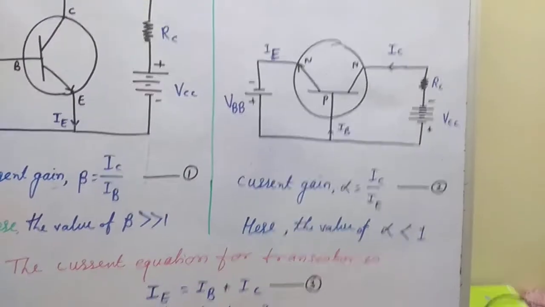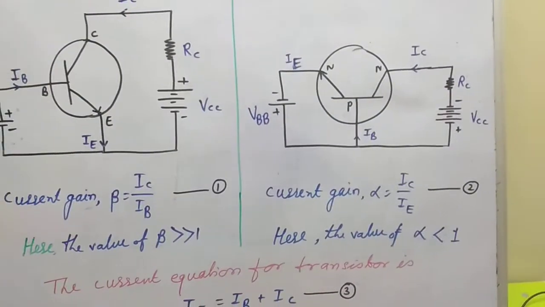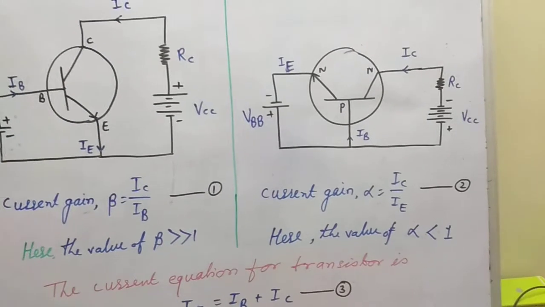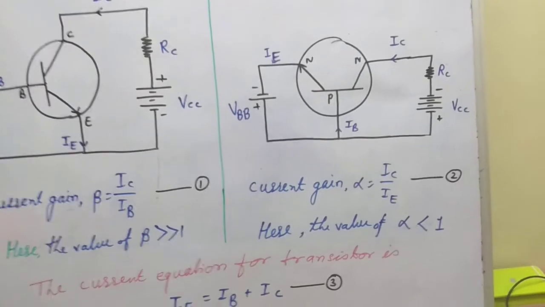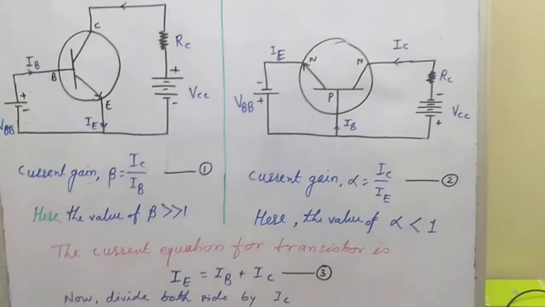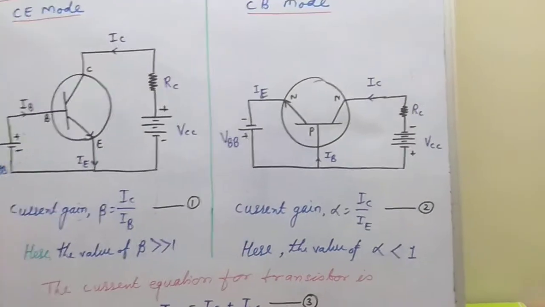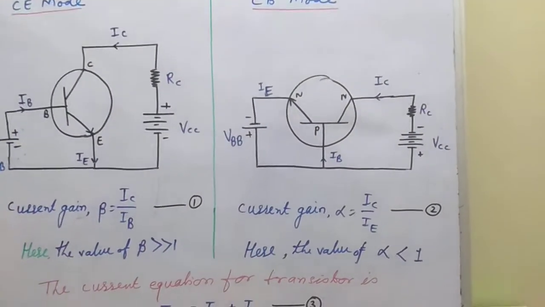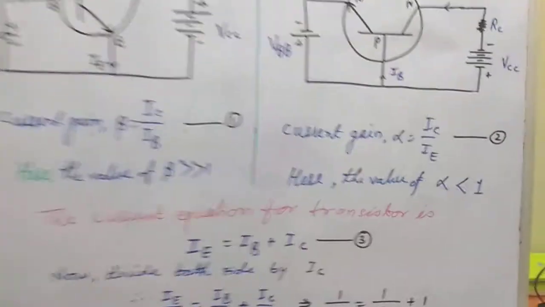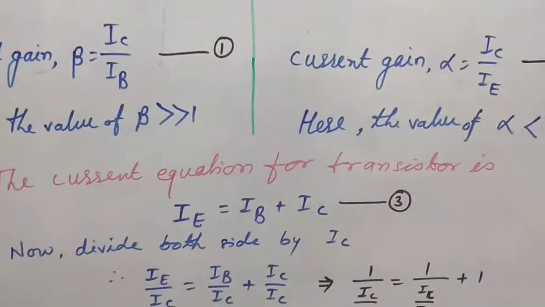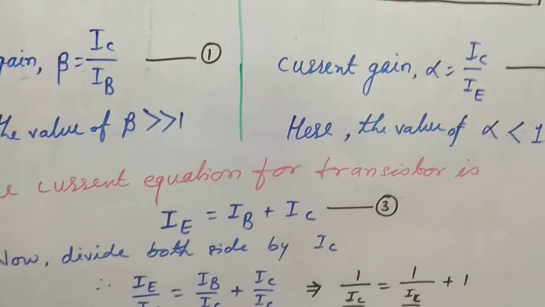So from equations 1 and 2, the formula for current gain beta is equal to IC upon IB and current gain alpha is equal to IC upon IE. So these are the current gain equations for both modes, that is common emitter mode and common base mode. Now we know that the current equation for a transistor is IE is equal to IB plus IC, which is represented by equation number 3.